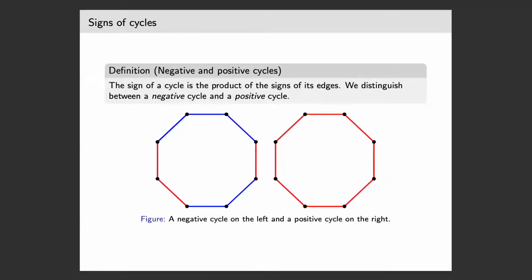We can also define the sign of a cycle, which is the product of the signs of its edges. We distinguish between a negative cycle and a positive cycle. The graph on the left has 3 negative edges, therefore it is negative. The one on the right is composed solely of negative edges. However, it has an even number of negative edges, and so it is a positive cycle.